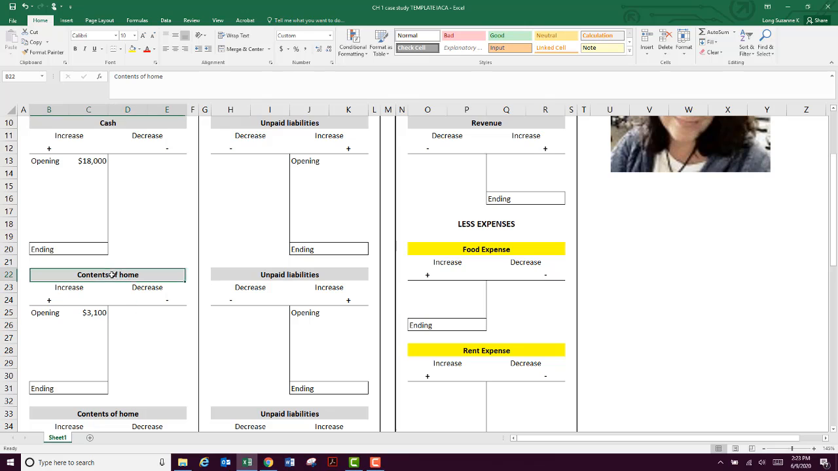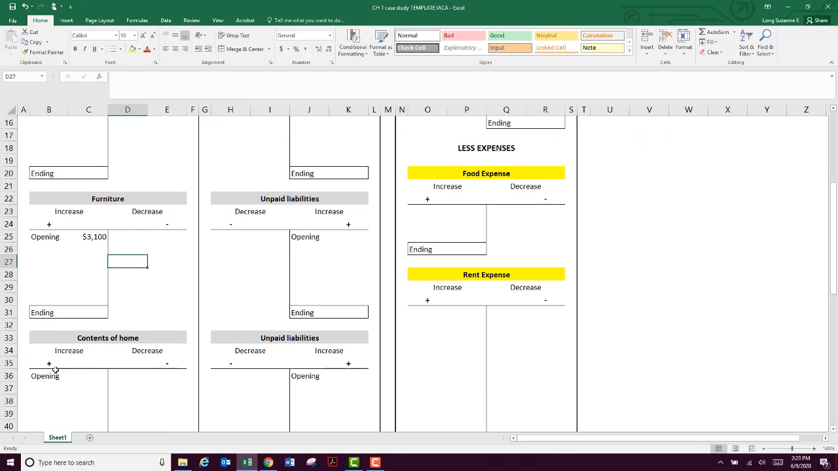$3,100. And I'm going to go ahead and change this and match it up so it says furniture. So then it agrees with this problem. Asset, left side, yep. The next one says valuables and electronics, $3,200. Okay, so that's going to be the next one. Valuables and electronics. Okay, there we go.